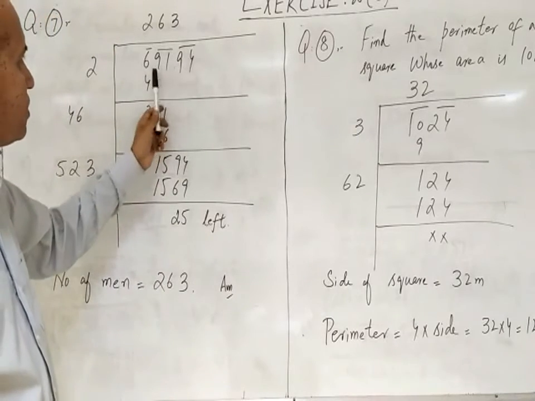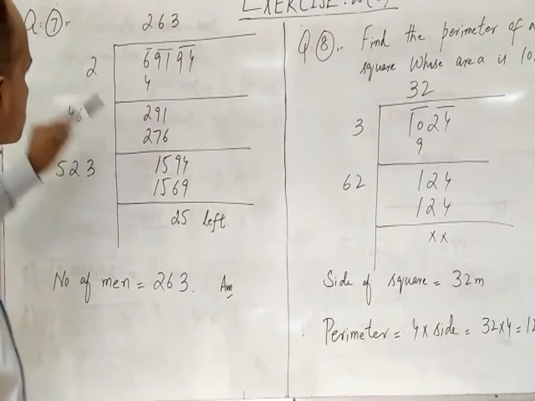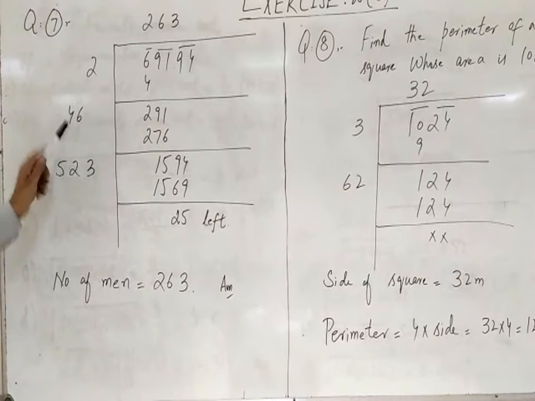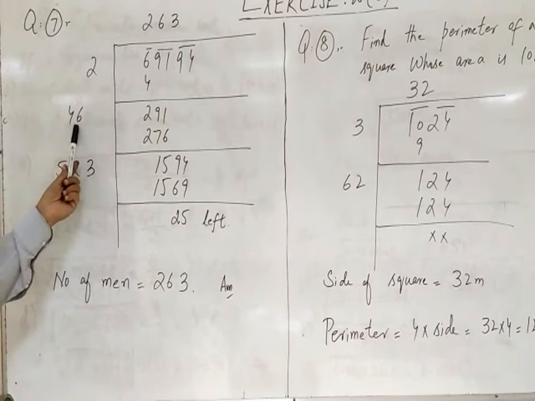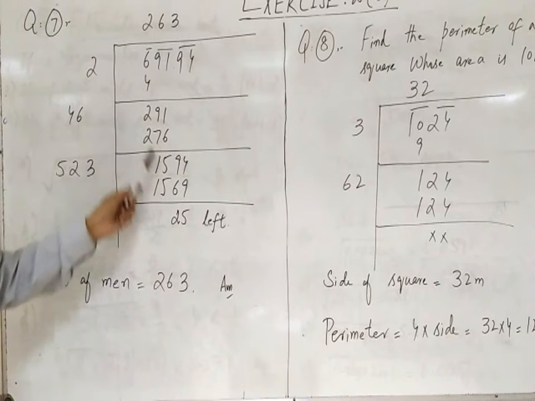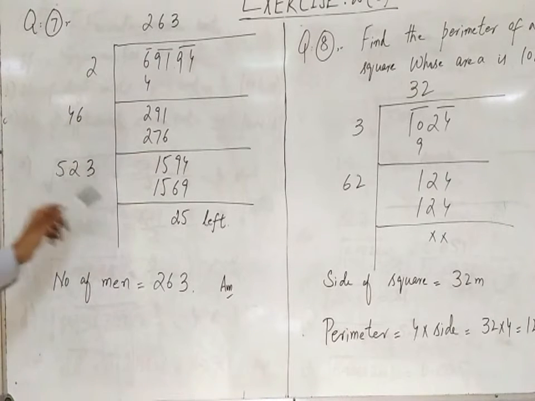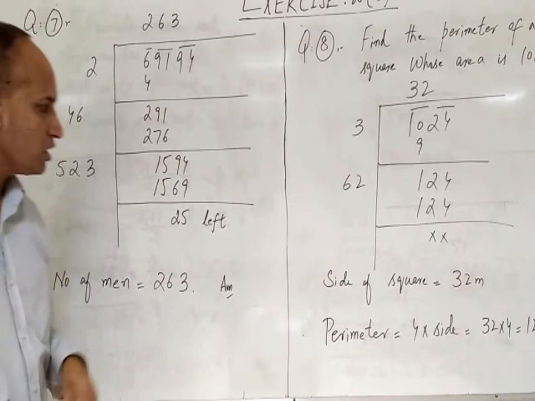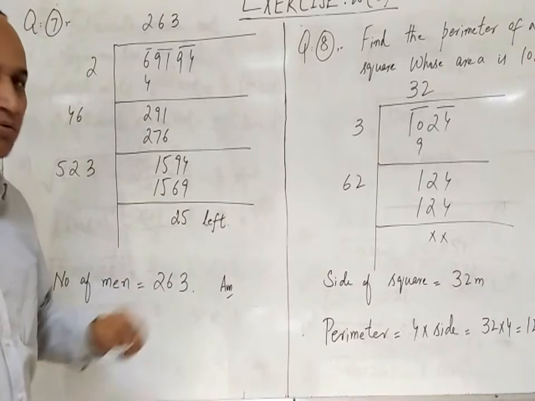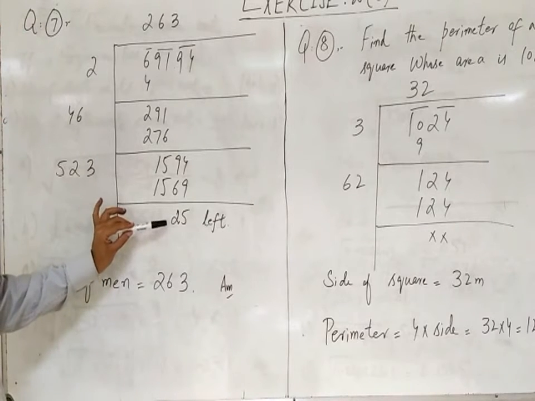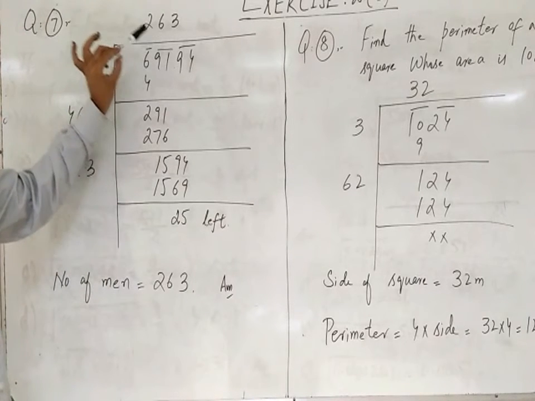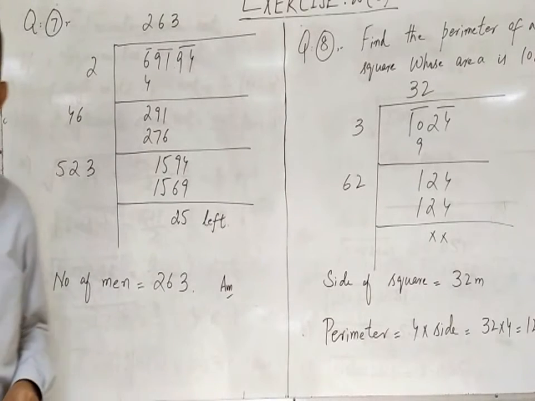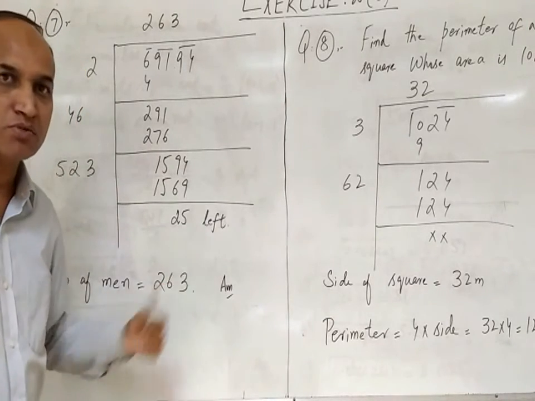So let's start. We have the pairs, and then we get 6. 2 into 2, 4. 2 plus 2, 4, and then when we multiply this with 46, we get 276. Again 15, 94, and then we are left with 25. According to the question, we are left with 25 soldiers. So what is the number in the square? 263. So the number of men is 263 in each row, which is the answer of this question.